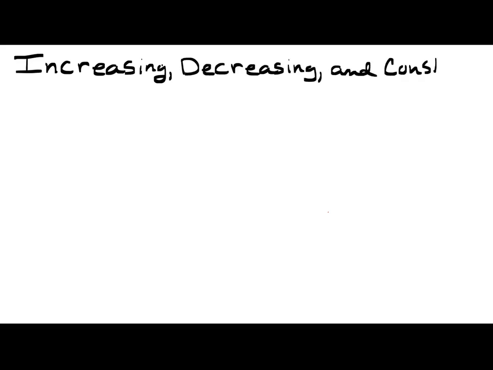So the next part here is something called increasing, decreasing, and constant. We gotta think about graphs that do this. So what does it mean?